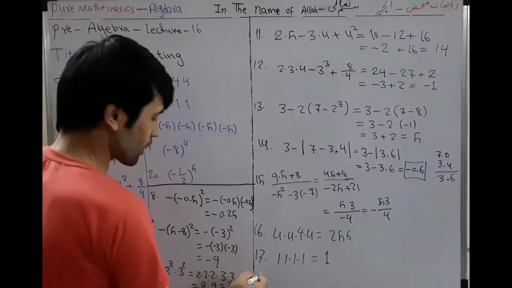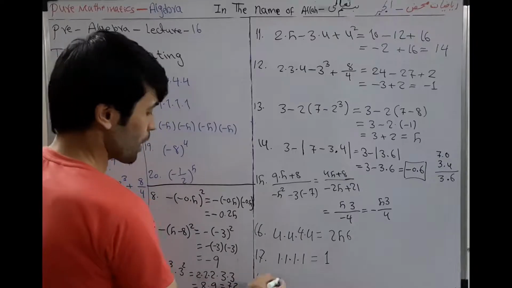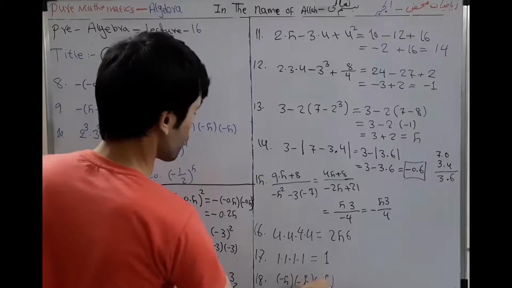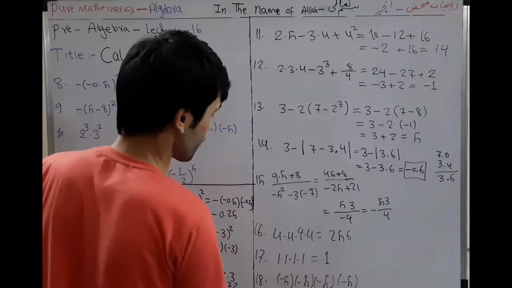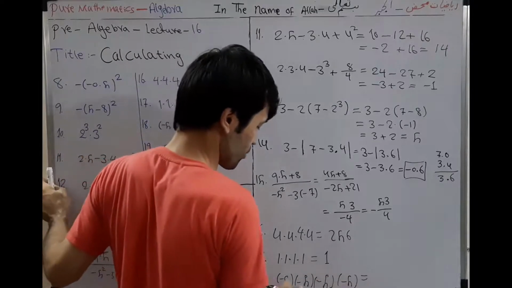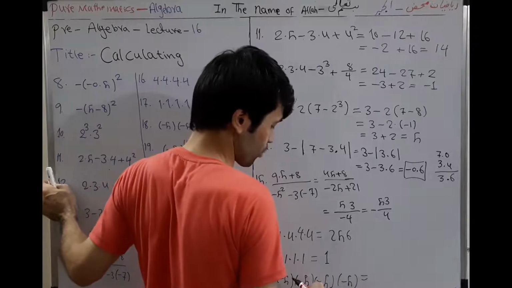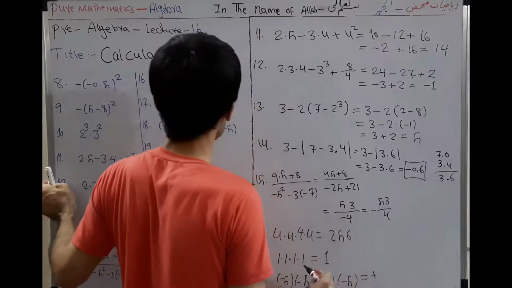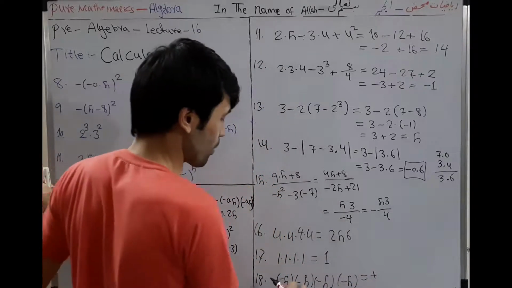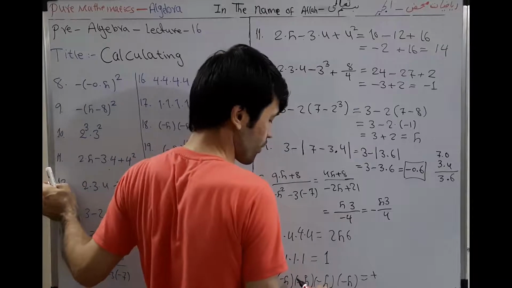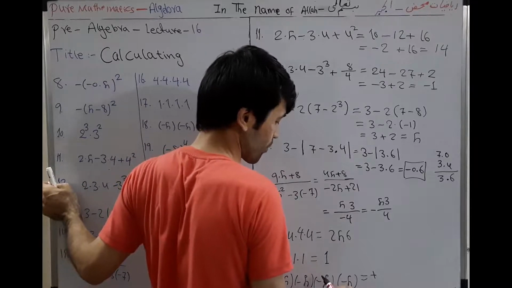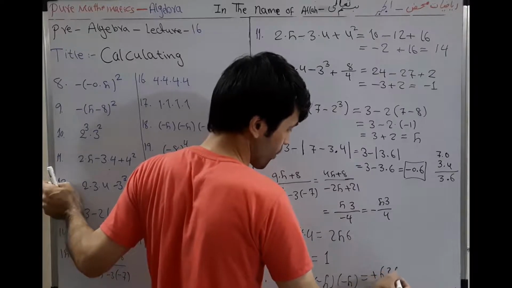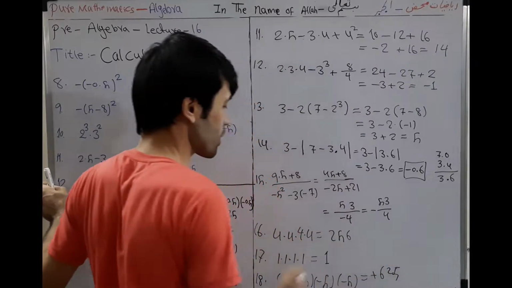Number 18: minus 5 multiplied by minus 5 multiplied by minus 5 multiplied by minus 5, 4 times. It is equal to minus multiplied by minus is plus, multiplied by minus is minus, multiplied by minus is plus. 5 multiplied by 5 is 25, multiplied by 5 is 125, 125 multiplied by 5 is 625. 625 is the answer, plus 625.